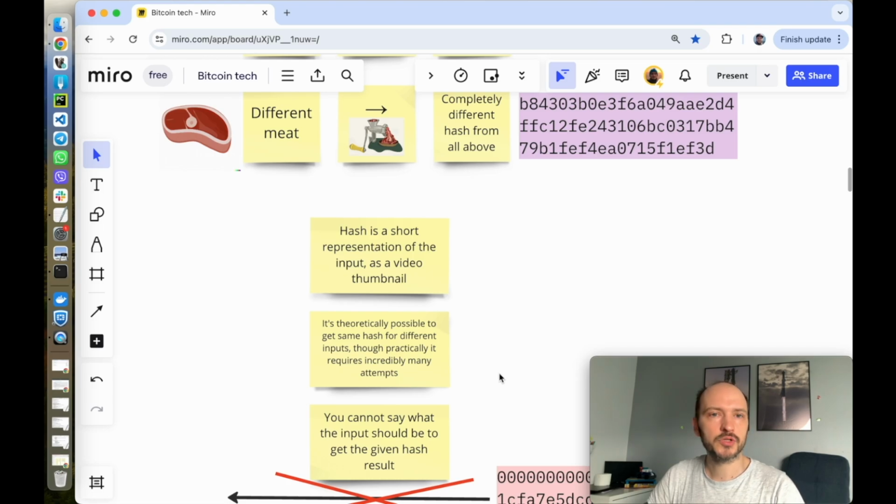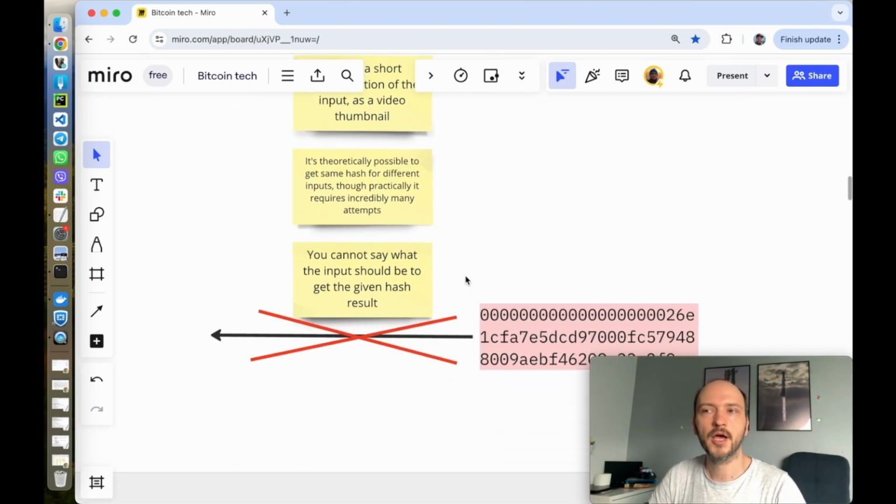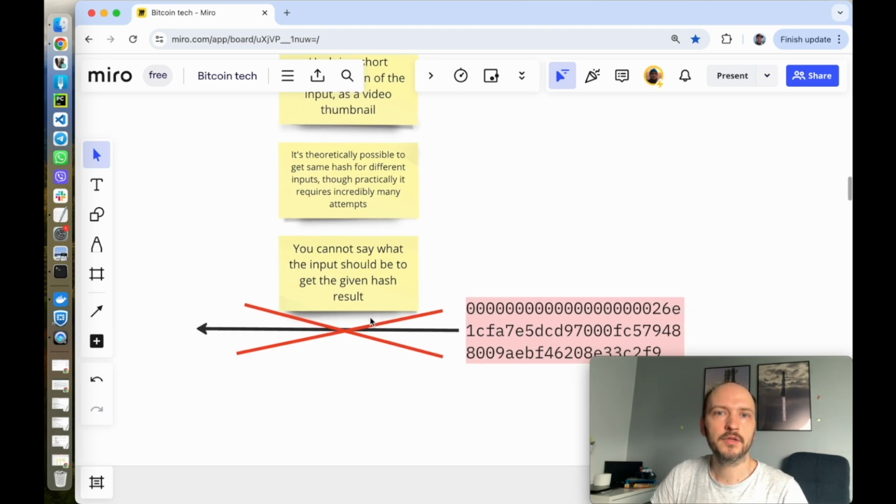It's theoretically possible to get the same hash from two different inputs, but in reality it's almost impossible to find two inputs that produce the same hash. You would literally need to brute force all the possible inputs to find two that produce the same result. And a very important property of the hash is that you cannot say what the input should be to get the hash of the target look.